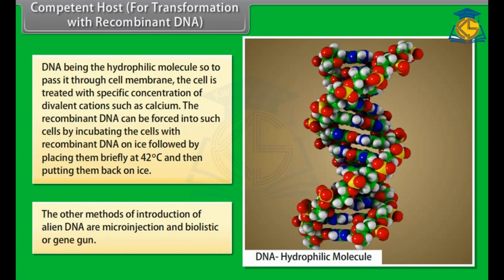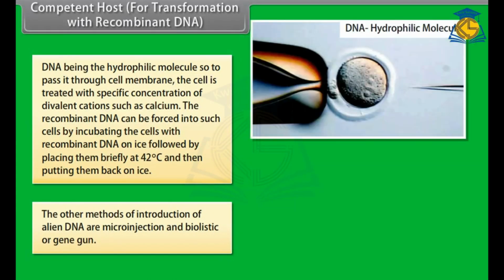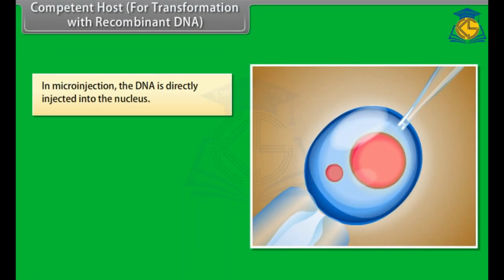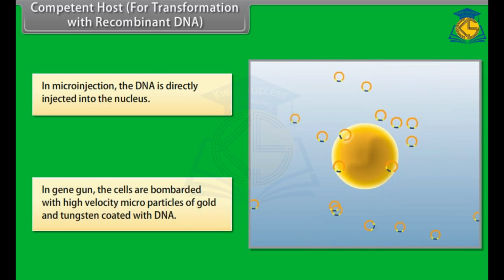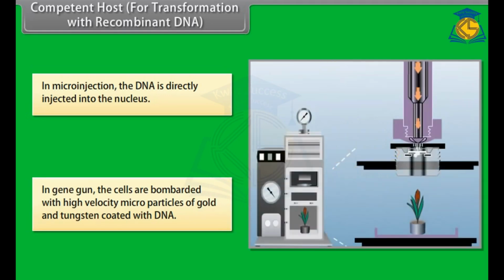The other methods of introduction of alien DNA are microinjection and ballistic or gene gun. In microinjection, the DNA is directly injected into the nucleus, and in the gene gun, the cells are bombarded with high-velocity microparticles of gold or tungsten coated with DNA.